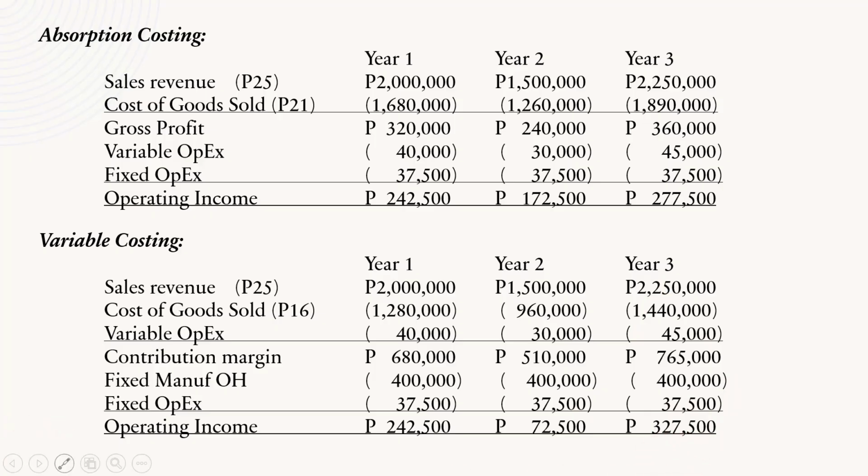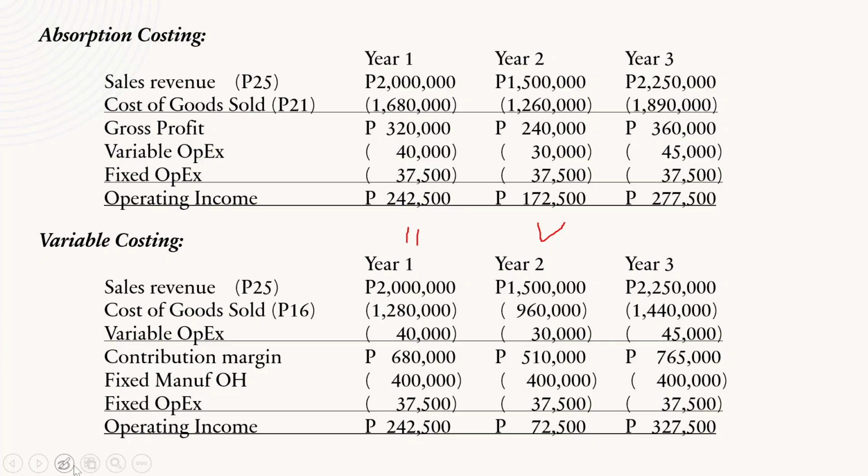Note that since production and sales are the same in year 1, your absorption costing income and variable costing income are the same during that year. In year 2, the absorption costing income is greater than that of the variable costing income. This is due to the fact that production exceeded sales.